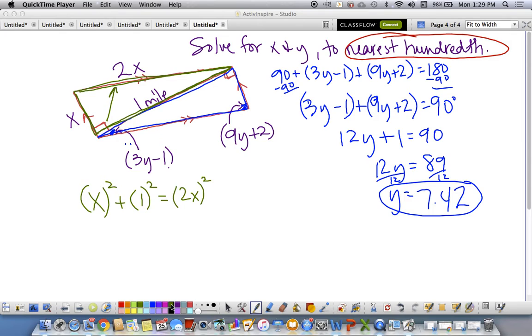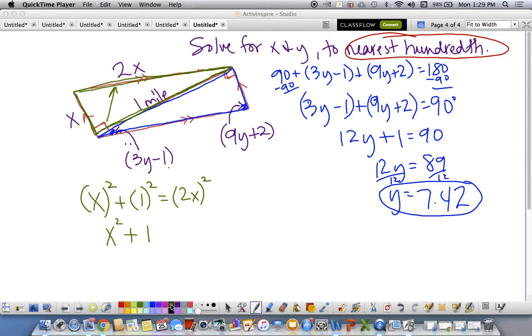Now I put a lot of stuff in parentheses that I really don't need to, but I kind of want to make a point. What does it mean to square something? Times it by itself. So when I say x squared, what do you get? x times x, which is x squared. 1 squared is simply 1.